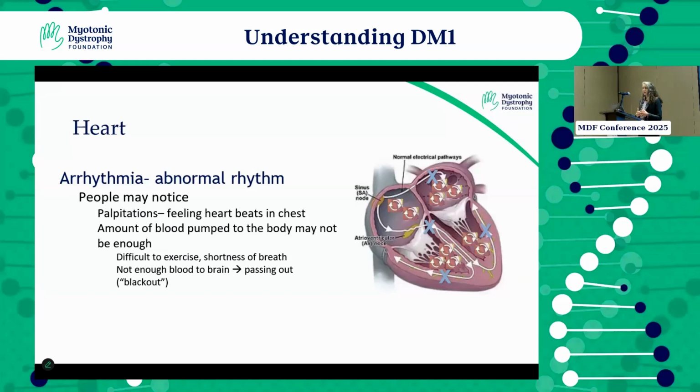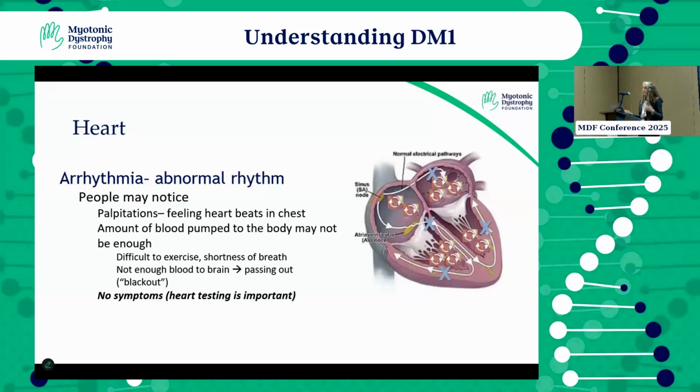When people have an arrhythmia, they may notice some symptoms. There can be some palpitations, which is feeling your heartbeats in your chest, or funny heartbeats there. If the amount of blood which gets pumped to the body may not be enough, symptoms that can be felt with that are a lot of fatigue or difficulty exercising or feeling short of breath. Also, if not enough blood gets up to the brain when upright, it can result in passing out or having a blackout. And if anyone experiences these symptoms, they really need to talk with their doctor right away about this.